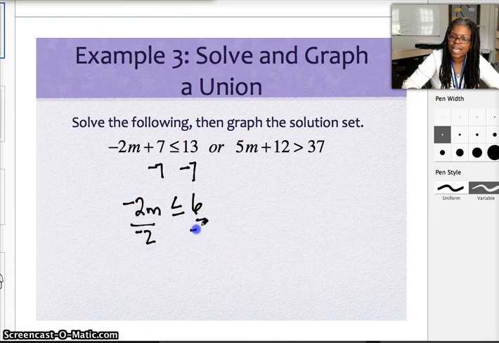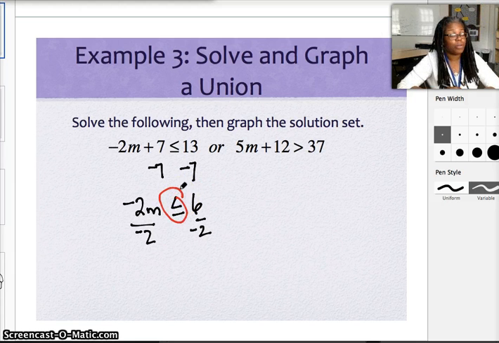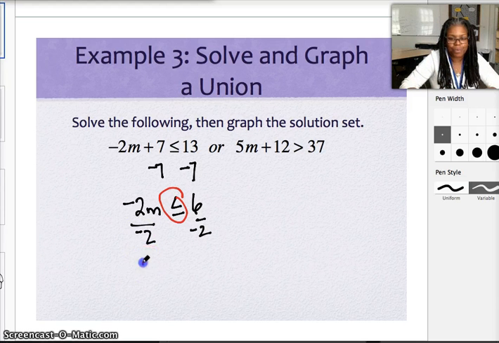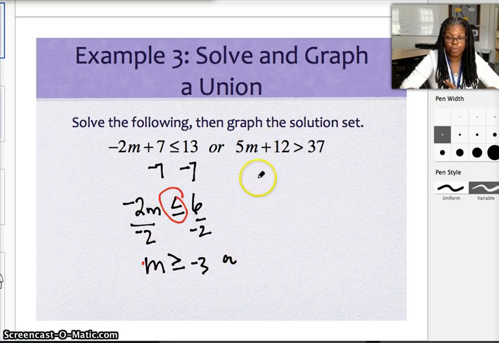When I divide both sides by a negative, I hope you guys remember that the sign flips. When it's an inequality and we divide or multiply both sides of our inequality by a negative, the sign flips. So we end up with, let me use my black pen again, m is now greater than or equal to negative 3. So this is one part of our answer. So we're going to include both because this is a union. We want both together. So let's go ahead and take a look at what's happening here.